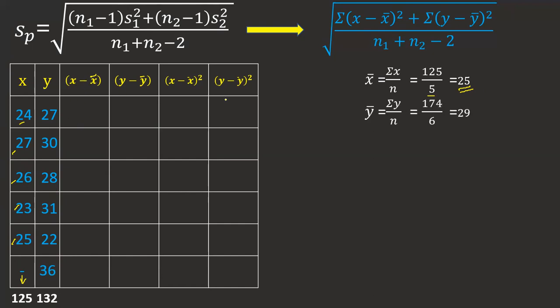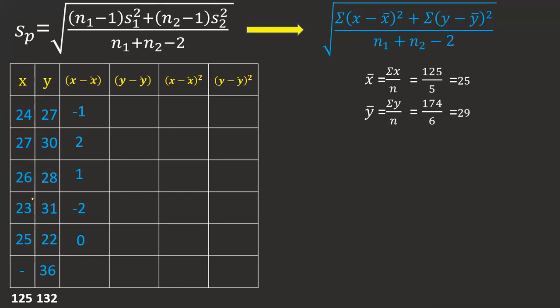I'm going to calculate the mean for the second one also. I have calculated it already here. Now, this particular 24, I'm subtracting 25 from it. Similarly, 27 minus 25. Like this, I'm going to calculate for this particular column. We have done these methods already. So 24 minus 25 gives you 1, 27 minus 25, and so on, 23 minus 25 gives you 2, 25 minus 25 gives 0.